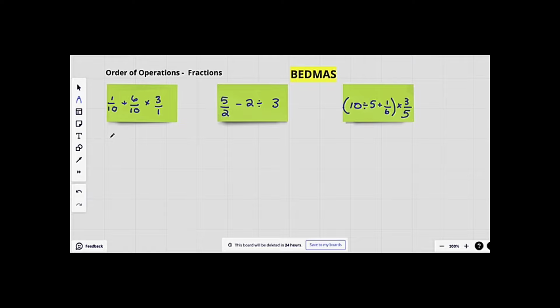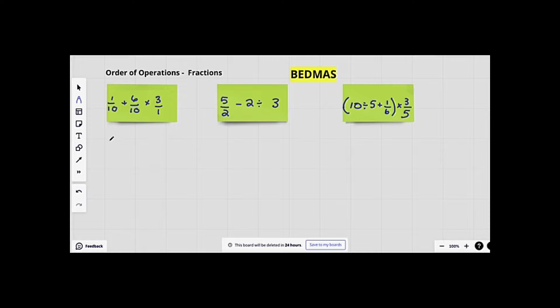When we have questions that include fractions and we need to apply BEDMAS, how do we do that? For starters, we're going to take a look at this question: 1/10 plus 6/10 times 3/1. When we look at BEDMAS, we need to remember the order: brackets, exponents, division and multiplication, addition and subtraction. Do we see any brackets? No. Do we have any exponents? No, there are no exponents.